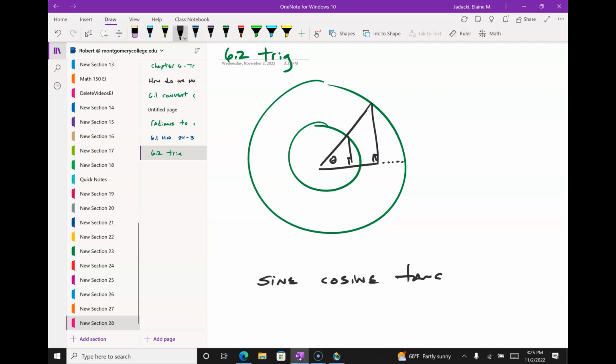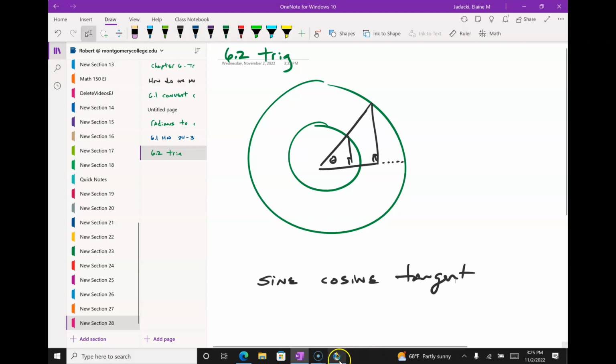Has anybody heard those before? Sine, cosine, and tangent, yes? What are they? Yeah, they're ratios of sides.